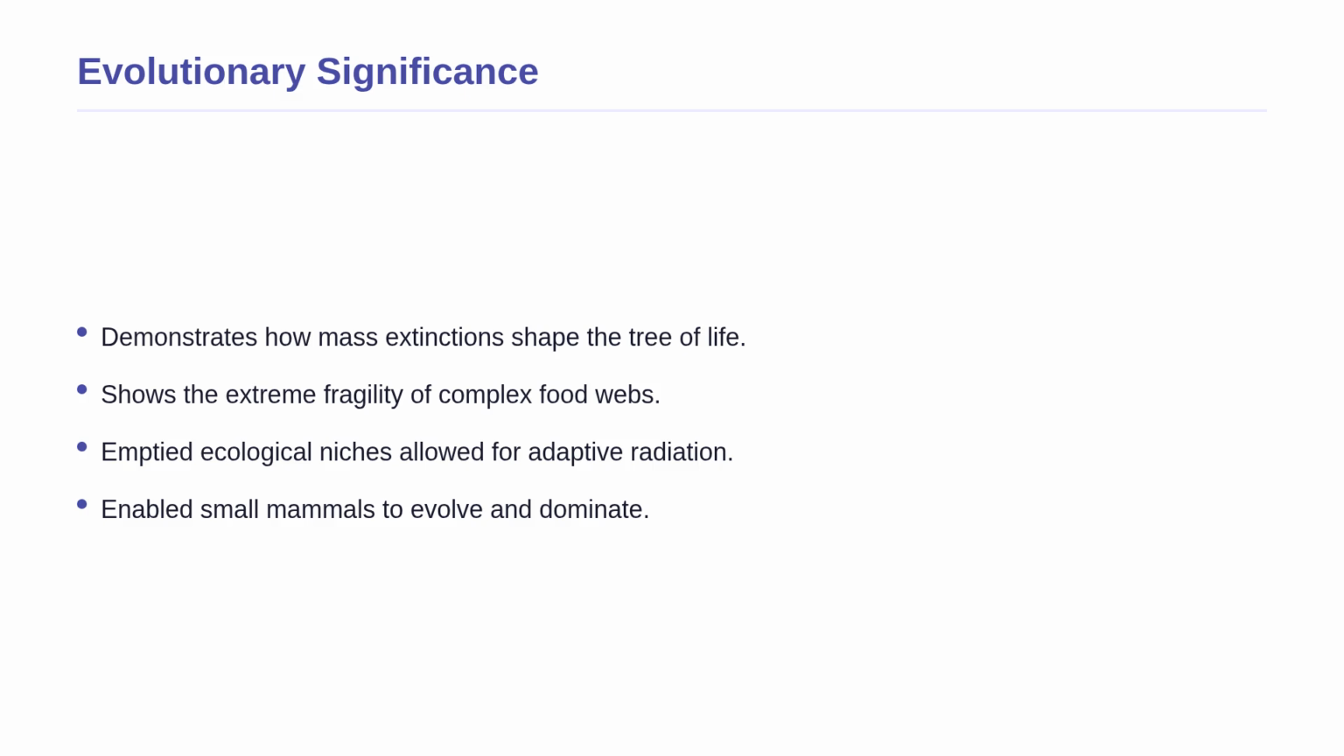This triggered a process called adaptive radiation, where the surviving species, mostly small nocturnal mammals, rapidly evolved and diversified to fill those vacant roles. Without this catastrophic reset, dinosaurs might still rule the terrestrial ecosystems today, and human beings might never have evolved.